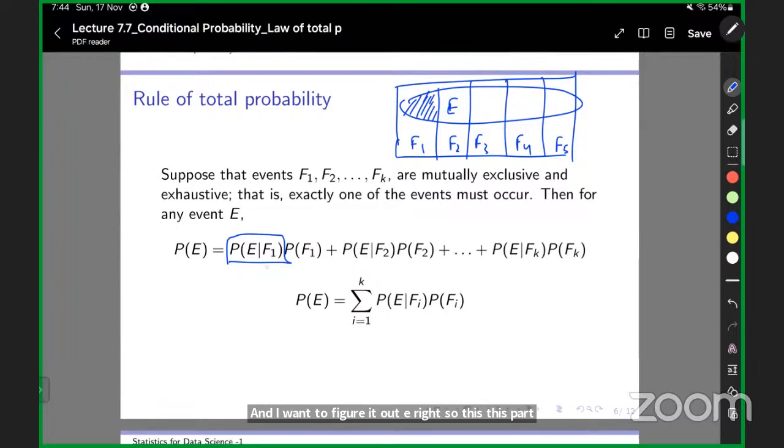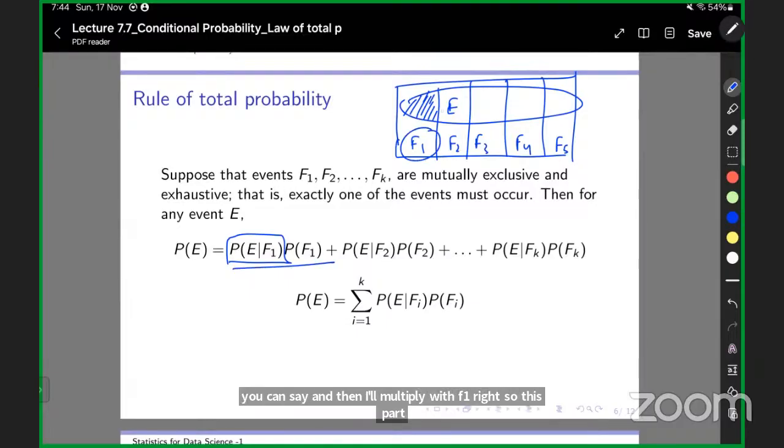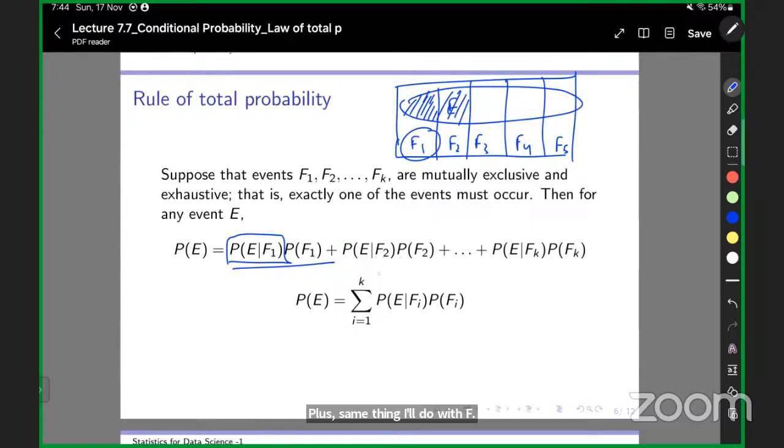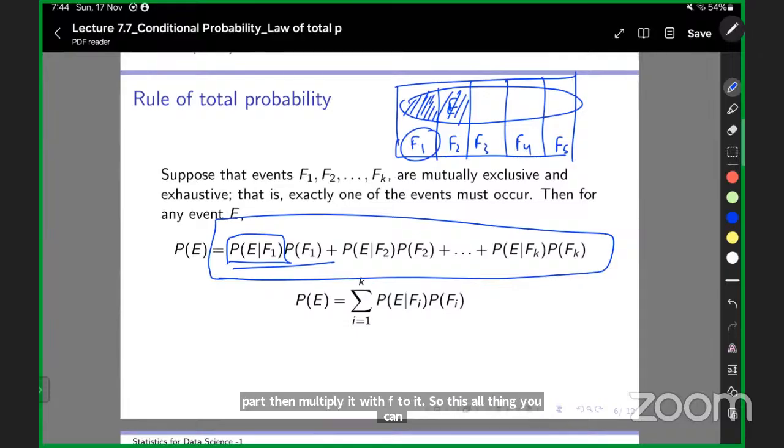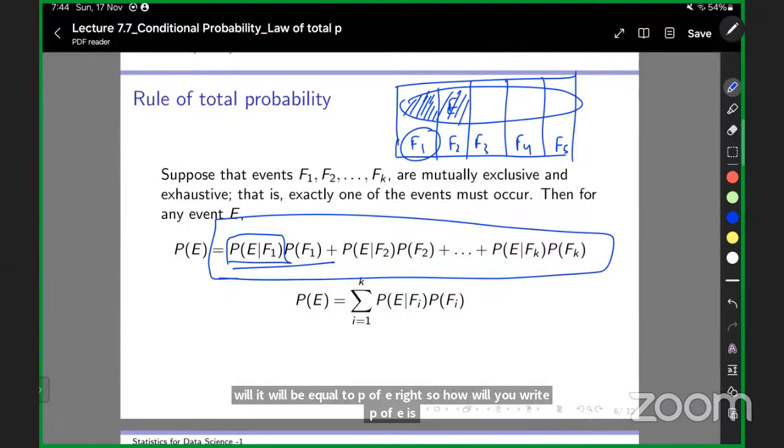I'll multiply with F1, right? So this part plus the same thing I'll do with F2. F2 happens, and then whether E happens or not, that part, I multiply it with F2, right? So this whole thing you can multiply, and it will be equal to P of E. So you write P of E as happening together with several other mutually exclusive events, right?